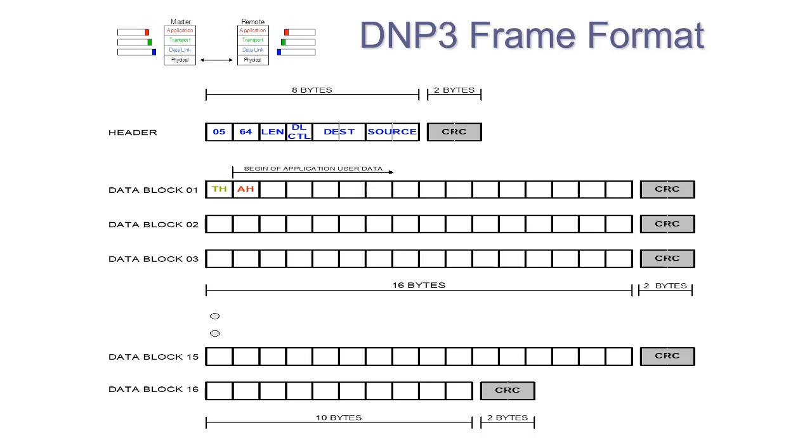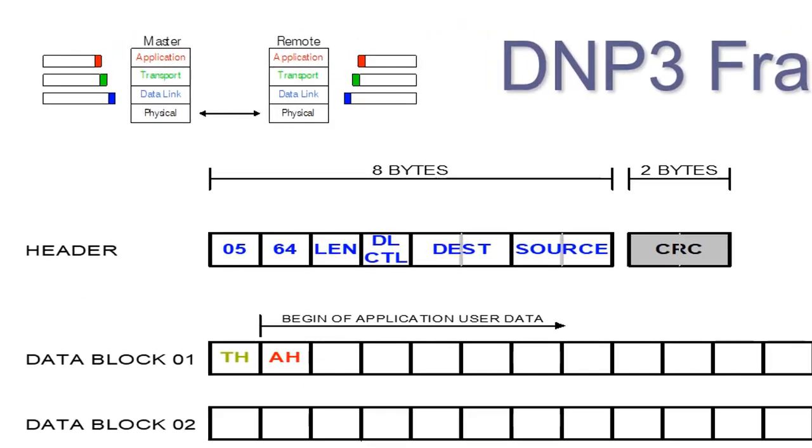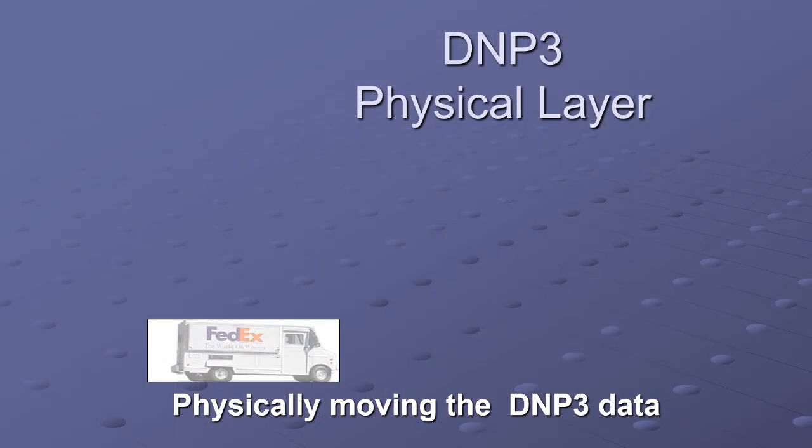DNP3 uses the application, the transport, the data link, and physical layers of the OSI 7-layer stack. Looking at the colors, red is the application layer, green is the transport layer, blue is the data link layer, and black is all the packets that are sent through the physical layer. Let us take a closer look at the layers and how they are implemented for DNP3. I will be using the transport of a package via FedEx as an analogy for each layer. The physical layer moves the data.